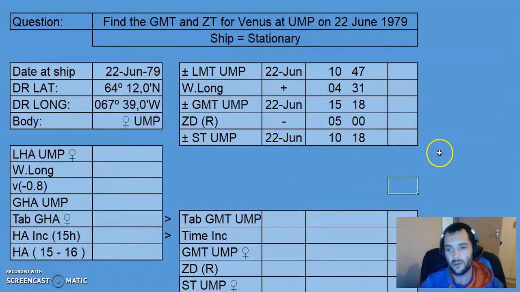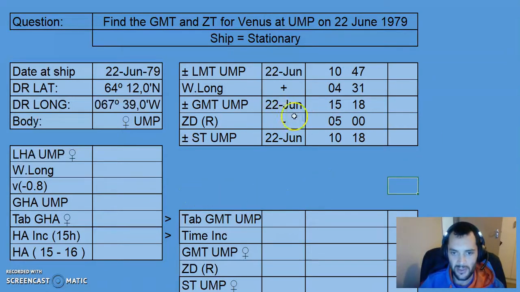So we've just gone over with the clock setting it up to 5 hours behind GMT for time zone R. So in this case, we will be applying a 5-hour difference. So we're going from GMT to ship time, so we're going back in time in a westerly direction. Therefore, we will be subtracting 5 hours, and that of course will give us an approximate ship time for Upper Meridian Passage of 10:18 on the 22nd of June.